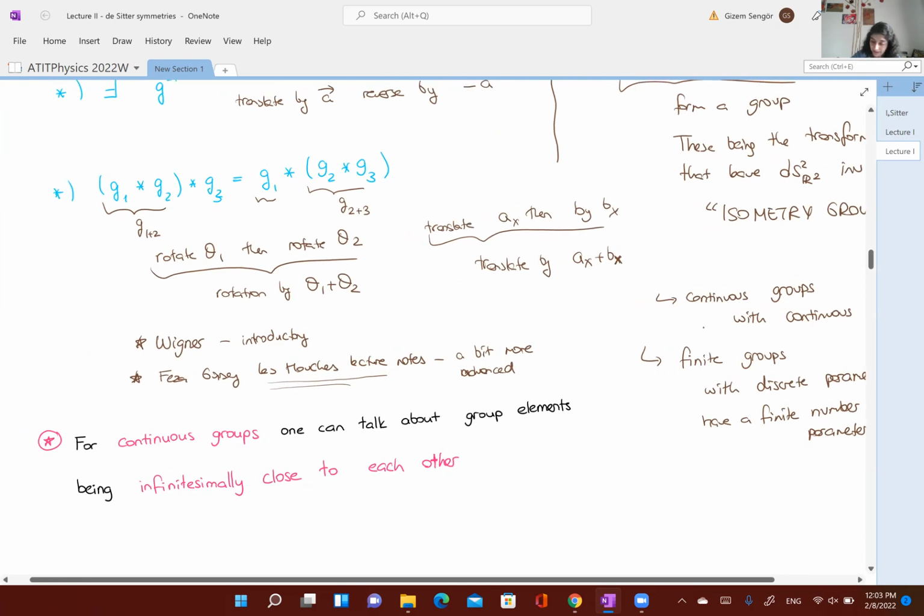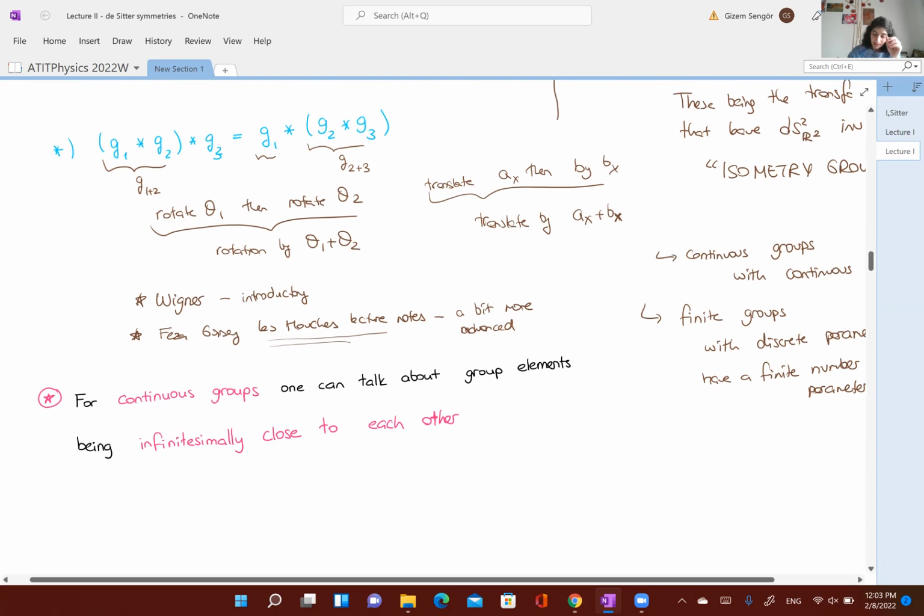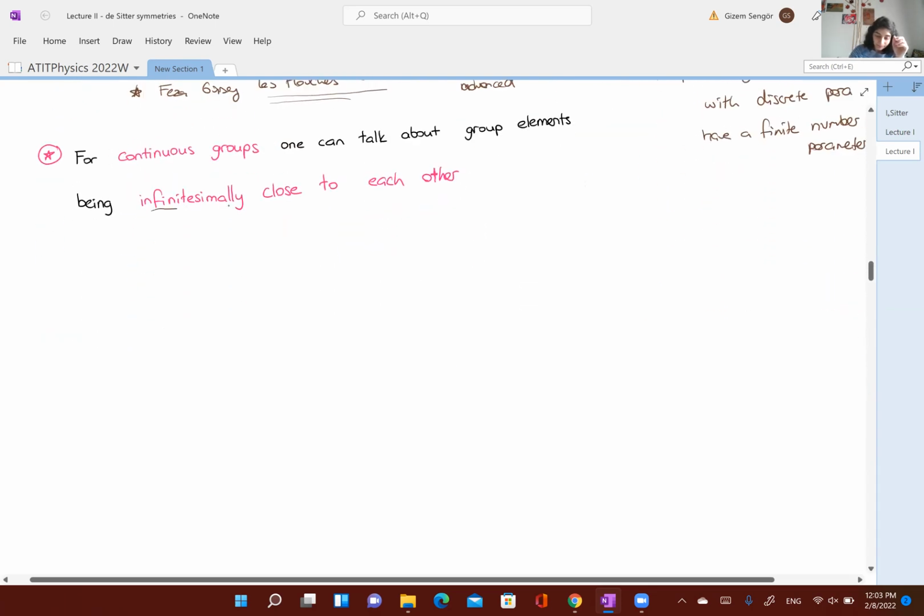But okay, so we saw these two distinctions: continuous groups and finite groups. Now, what's special for continuous groups? If you have a continuous amount of parameters, you can talk about infinitesimal differences from one group element to the other. So you can talk about group elements being infinitesimally close to each other. This means you can also talk about group elements being infinitesimally close to the identity.